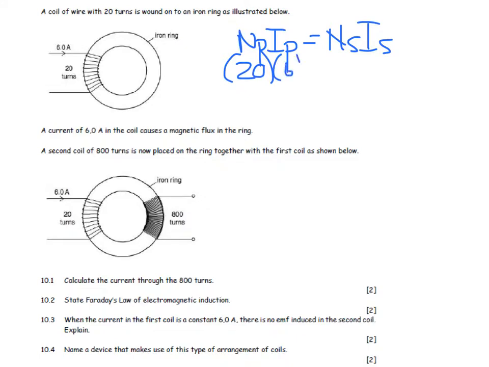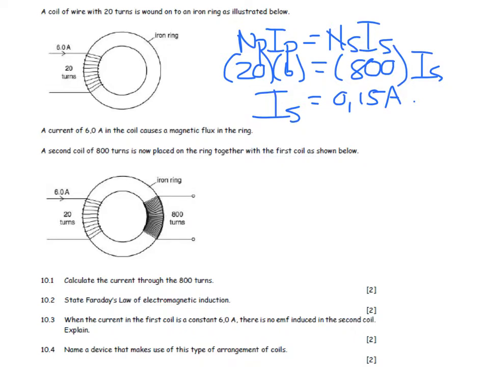Substitute in 20 and 6 is equal to 800 times something or other. And the current in the secondary turns out to be 0.15 amps. So I've reduced the current.